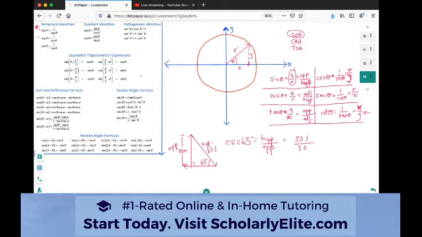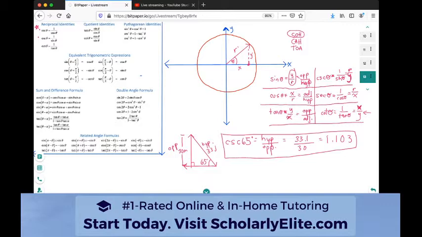And we've got the ratio here. And then basically, that's going to equal 1.103. So this is the answer. We've got this here.